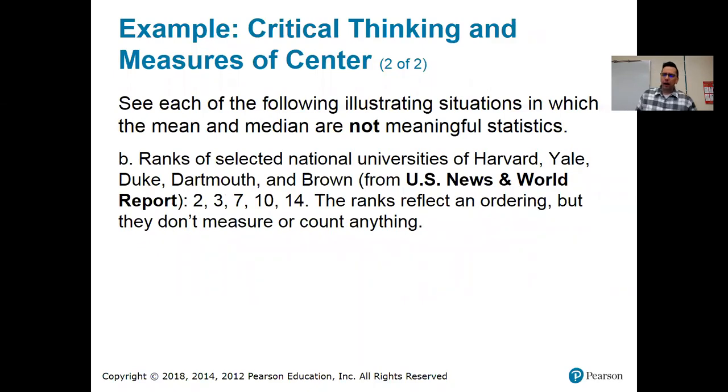All right. This makes a little bit more sense, but still not complete sense. Ranks of selected national universities are 2, 3, 7, 10, and 14. So those ranks do reflect an ordering, but again, they don't measure or count anything. So I would never think about especially using the mean for those.